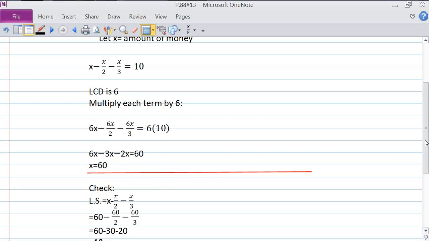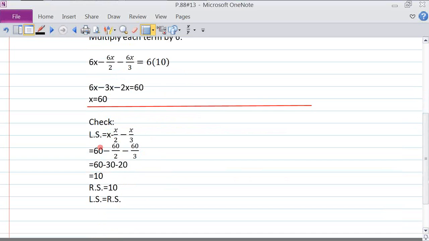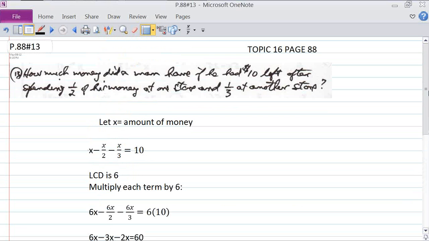So let's see if this works. We take the 60, we spend half of it at one store, which is 30, a third of it at another store, which is 20. What are we left with? $10. That's the right side equals 10, so the left side equals the right side.